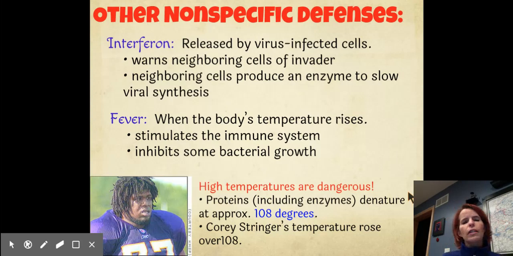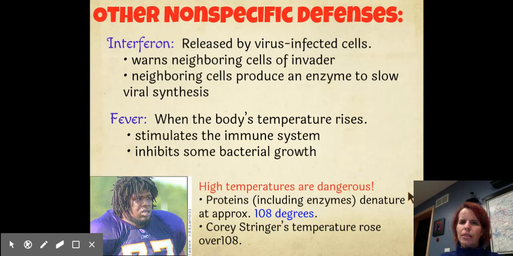The first one is interferon. Interferon is a chemical that's released by virus-infected cells. So when they get invaded, they start releasing this interferon, and it warns neighboring cells that there's a virus in the area. Then the neighboring cells start to produce an enzyme that slows down the viral synthesis, or the building of viruses. So the question is, why don't we always release interferon if it slows down viruses? Hopefully from our DNA unit, you remember, we don't want to produce things all the time if not necessary because it wastes energy. So we wait until we actually have a virus infection and then our bodies release interferon.